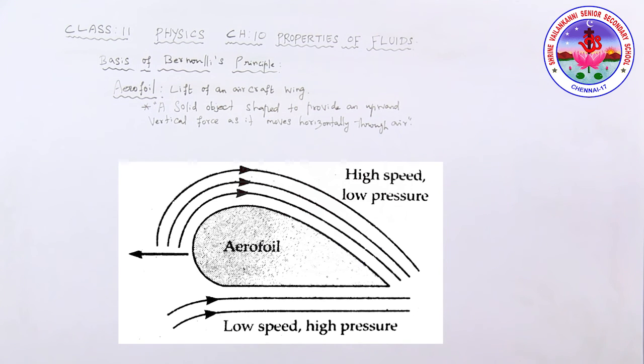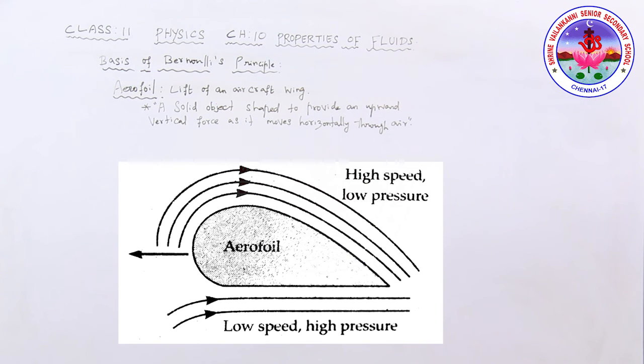See the diagram. This is the cross section of the wing of an aeroplane that looks like an aerofoil. The wing is so designed that the upper surface is more curved than the lower surface. You may notice that, right? The front edge is broader than the rear edge. As the aircraft moves, the air moves faster over the upper surface of the wing than the bottom.